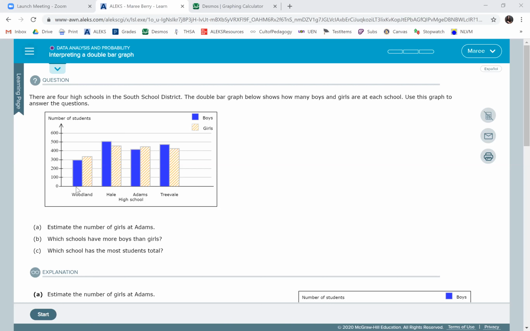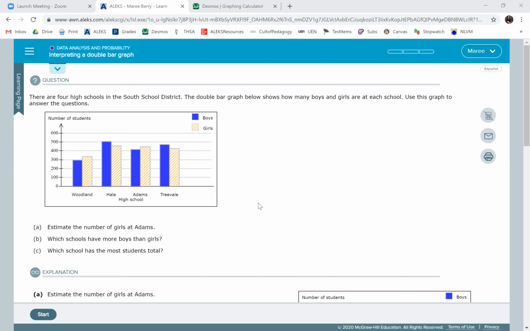So we need to be able to read bar graphs of all sorts, and this is a double bar graph. On the left side here it tells how many students, and then these are the different high schools. So for instance, the first question says estimate the number of girls at Adams. So we would come over to Adams, look at the stripy one, go across, and see that it's about 450.